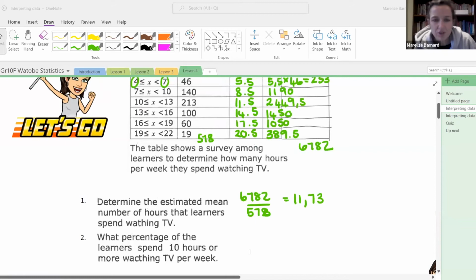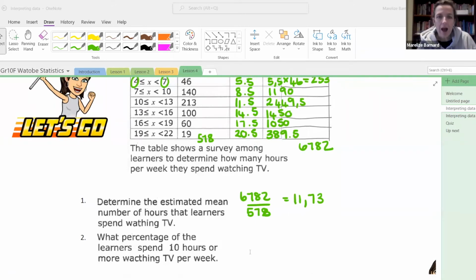Okay, so let's go on to our next question. What percentage of learners spend 10 hours or more watching TV? How are we going to calculate that? Who's got an idea? Tell us what you think, how you might want to answer this question.